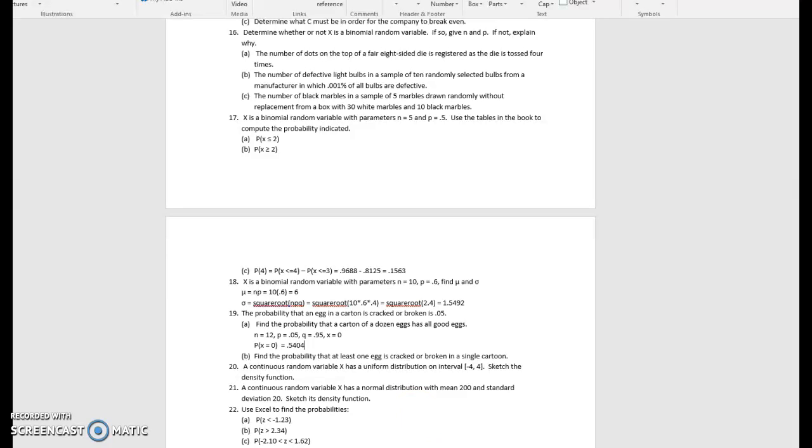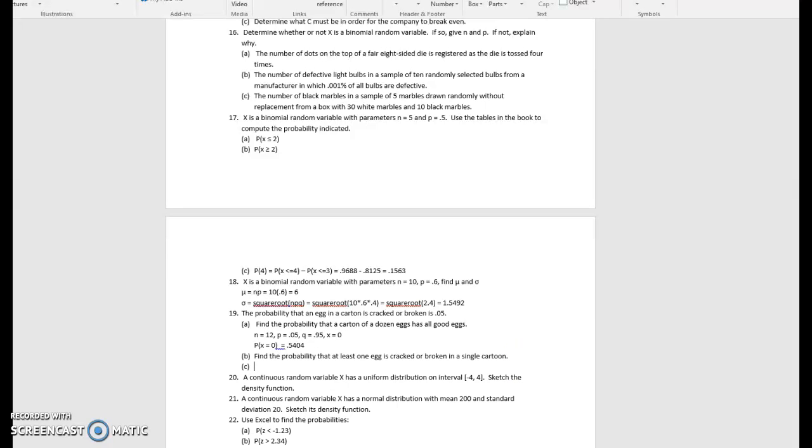So if I go back, this is 0.5404. All right, now b, let's find the probability that at least one egg is cracked or broken in a single carton. Now, we've already got the probability that no eggs were cracked. So really the opposite of having no eggs cracked is to have at least one egg cracked or broken. So all we really need to do to find this probability in part C is do 1 minus 0.5404 and get that answer. And that gives us 0.4596.